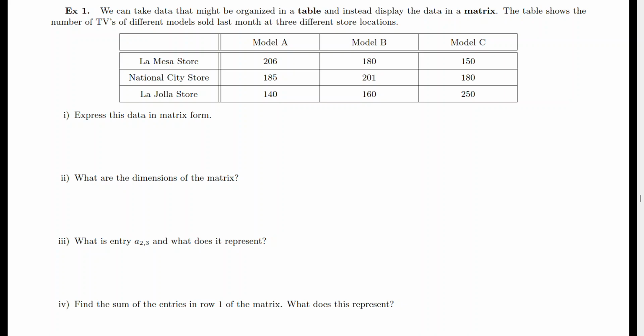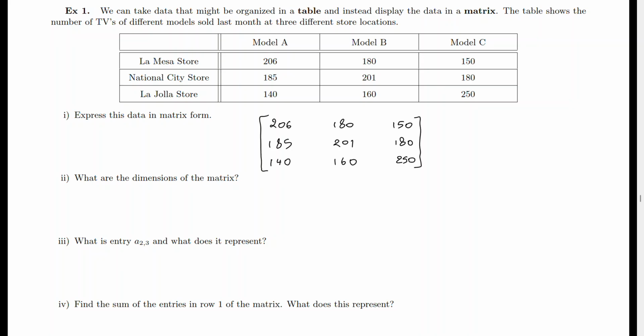In part 1 of the problem, we are told to express this data in matrix form, and this is straightforward. All we have to do is copy the data, which consists of the numbers 206, 180, and 150, followed by 185, 201, and 180. Finally, the last numbers are 140, 160, and 250. Make sure you put some space between the numbers, and also to emphasize the fact that this is a matrix, we put a square bracket at the beginning and a square bracket at the end.